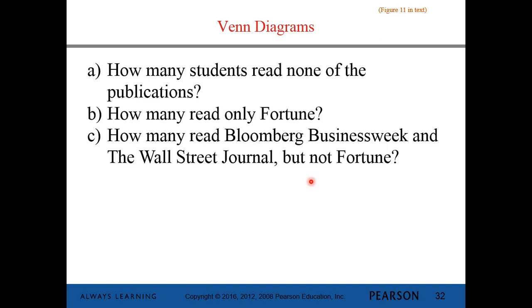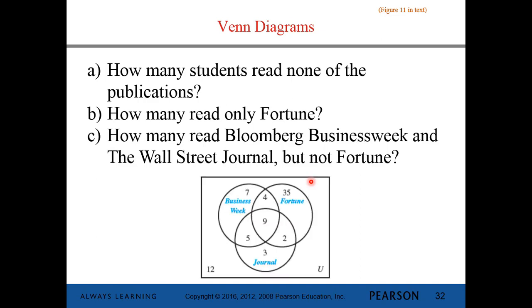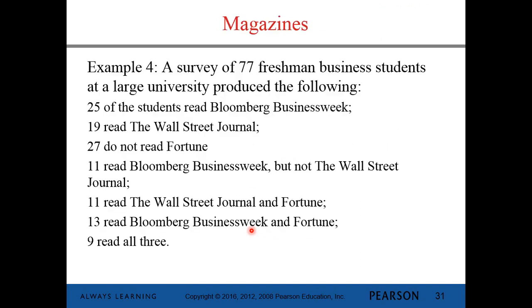So it says, how many students read none of the publications? Well, we start with the intersection, right? So we know 9 read all 3. So that means whatever this intersection is, we're going to subtract 9 to get this one. Whatever this is, we're going to subtract off 9 to get this one. And whatever this intersection is, we're going to subtract off 9 to get 5.